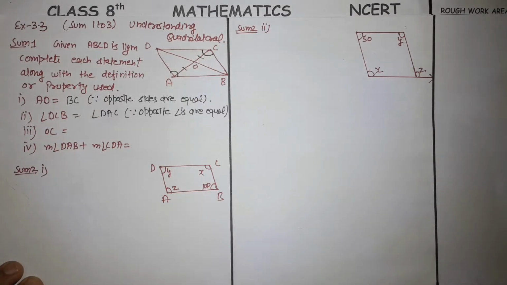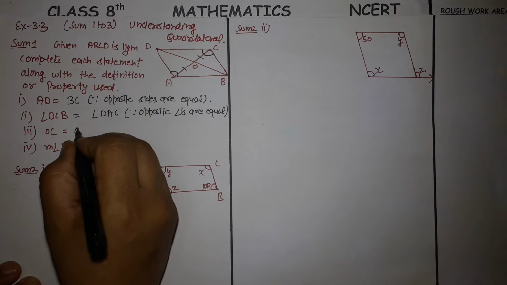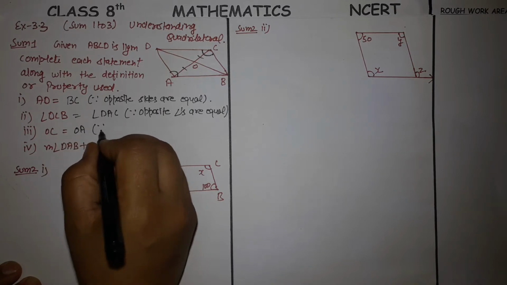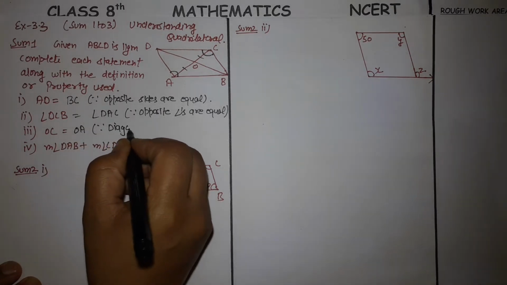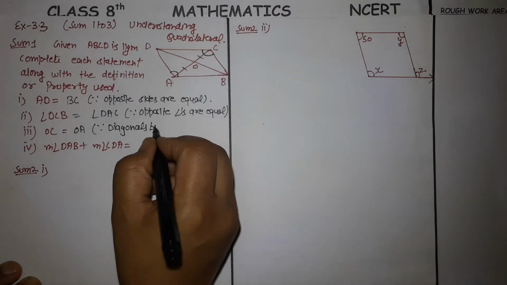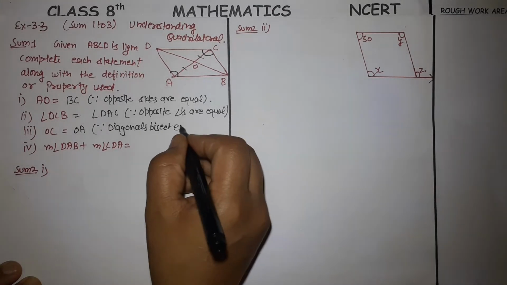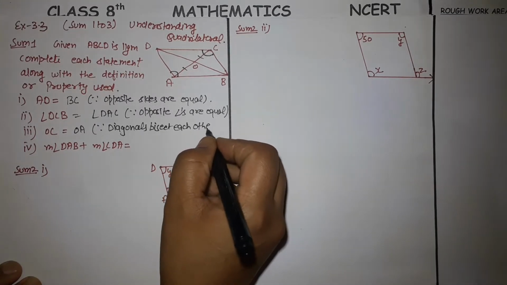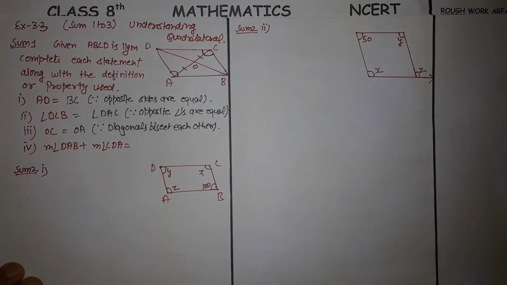OC equals OA because diagonals bisect each other.